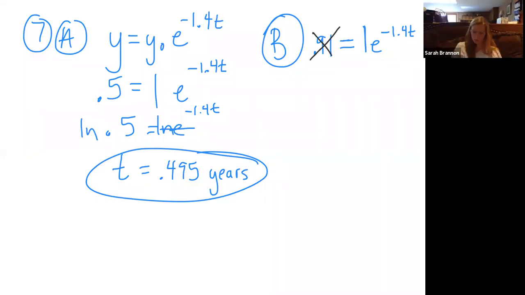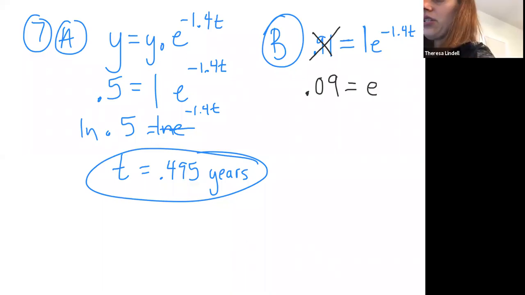0.09. Yes. And then you solve this just like you solve the other one. You ln both sides and divide by 1.4. So that was people's only mistake on that one, is you have to use 0.09 instead of 0.91. So you get 1.72 years.